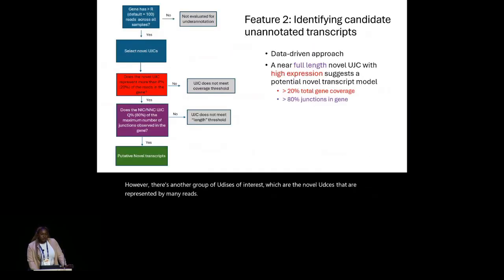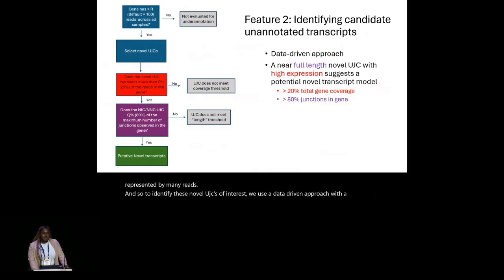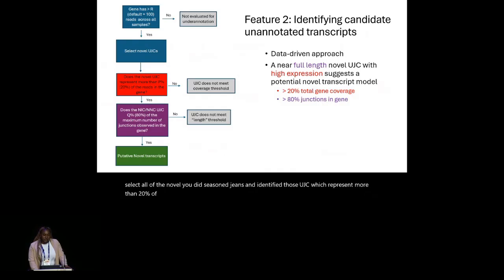To identify these novel UJCs of interest, we use a data-driven approach with a customizable logic tree. First, we select genes with greater than 100 reads. Then we select all of the novel UJCs in these genes and identify those UJCs which represent more than 20% of the reads in the gene and have more than 80% of the maximum number of junctions observed in the gene.